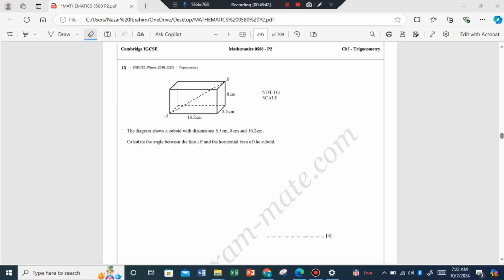Okay, so this is question number 13, and we can see that it's again a cuboid, right? A three-dimensional shape, and we are given all three sides, that is 16.2, 5.5, meaning length, width, and height, all are given of the cuboid, and we are asked to calculate the angle between the line AB, this line AB, and the horizontal base of the cuboid, right? So again, what we will do is we will make a straight line from this line AB to the edge.